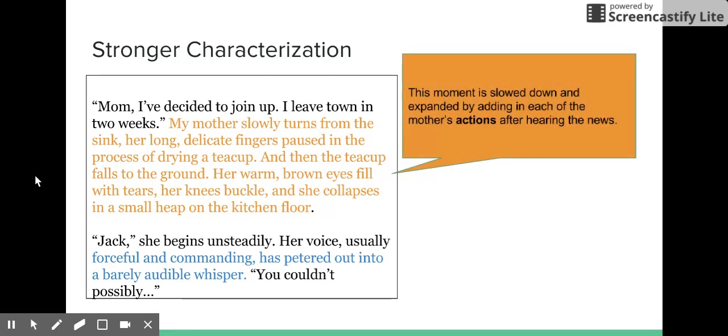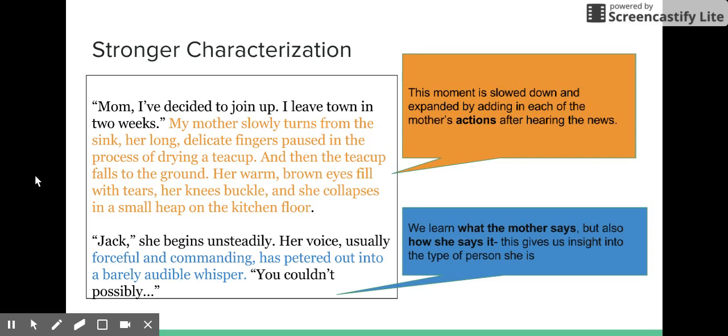So here, I've added a lot of details. I've slowed down this big moment and expanded by adding in each of the mother's actions after hearing the news. So her turn and then explaining what her fingers look like and the fact that she drops the teacup and then she herself falls to the ground. It slows down the movements, but also shows us what the mom looks like and what her effect on the soldier is.